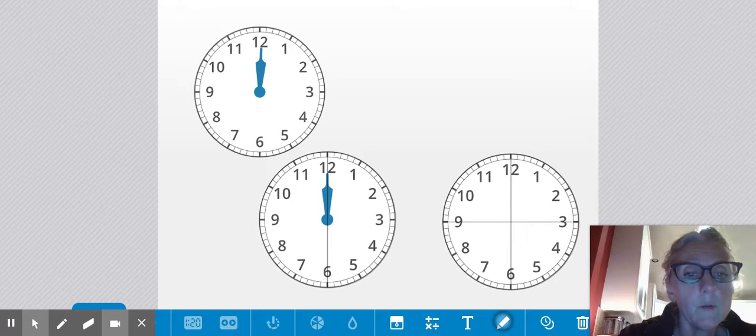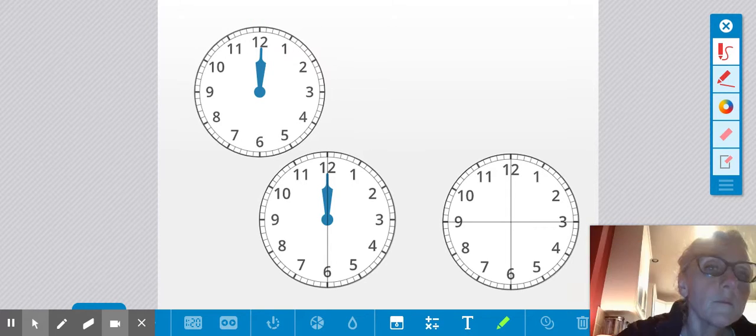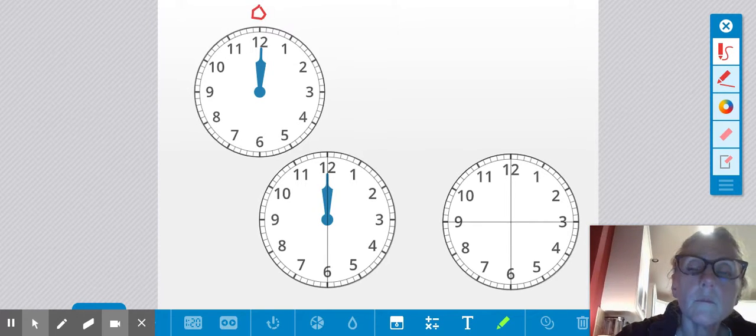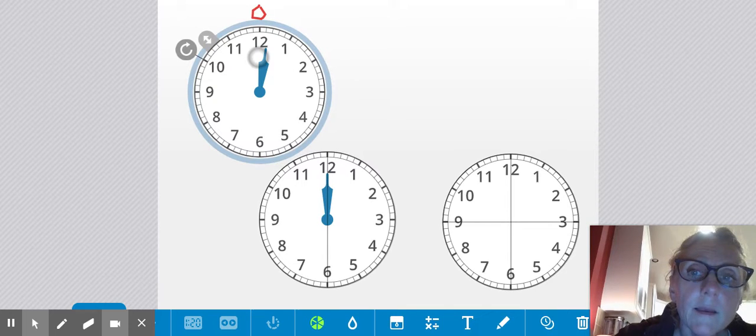I don't even know where that went. So I'm going to put 0 back up here. 0. So now I'm going to move this hand and we're going to count by 5s. 5, 1, 2, 3, 4, 5, 6, 7, 8, 9, 10, 11, 12, 13, 14, 15.